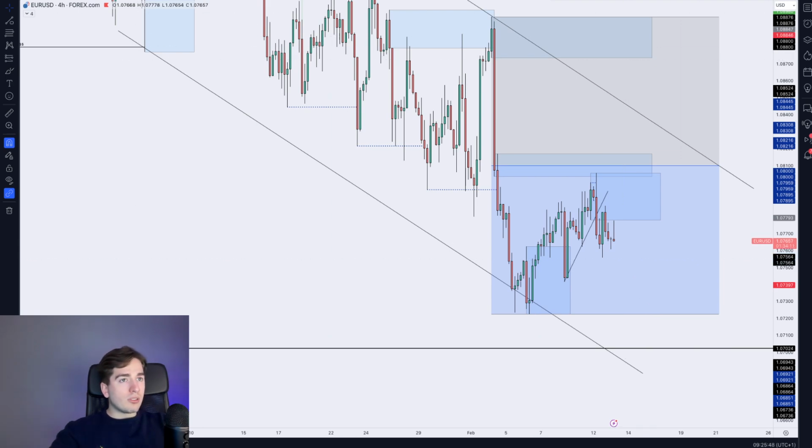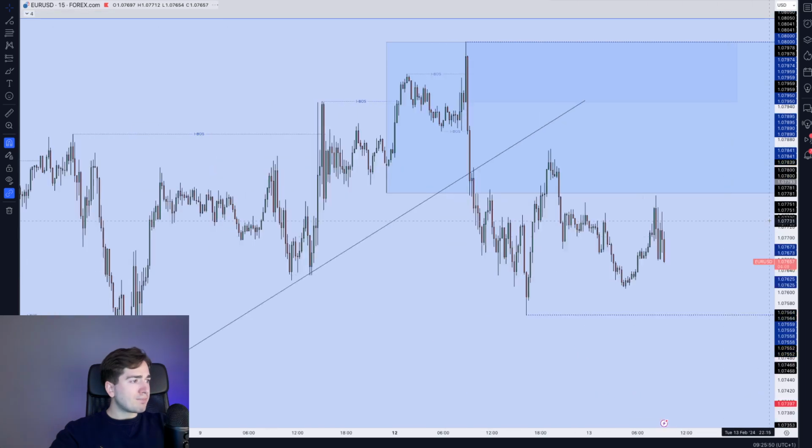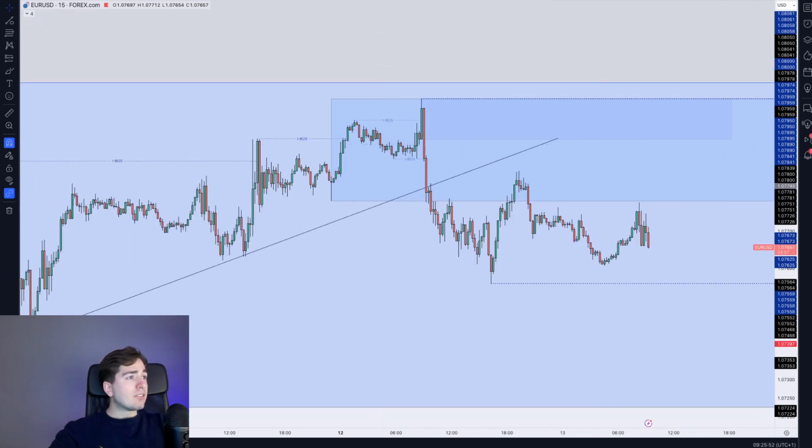Now going in towards the 15-minute time frame, what you can then see overall yesterday is obviously we were looking at, okay, the potential for this area of demand over here to hold and provide us with something. However, as you can see, we never saw a bullish reaction at all.